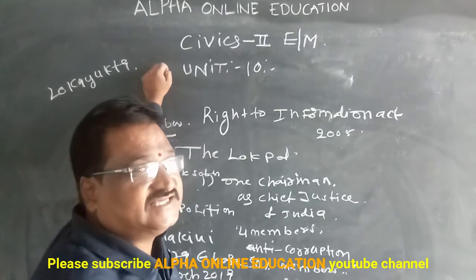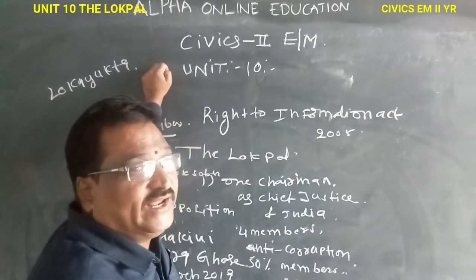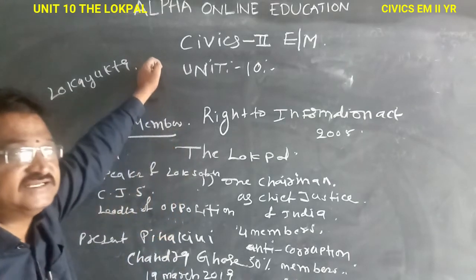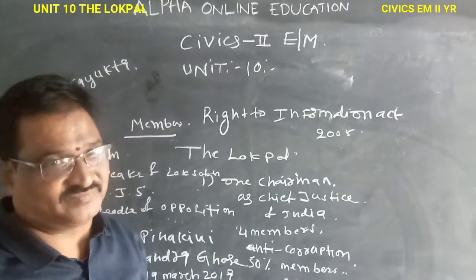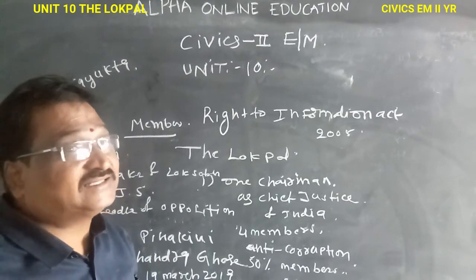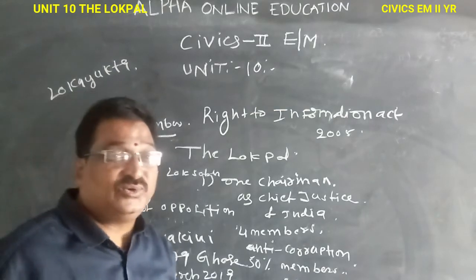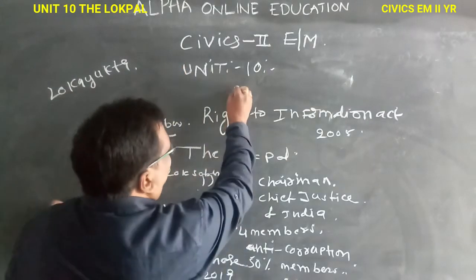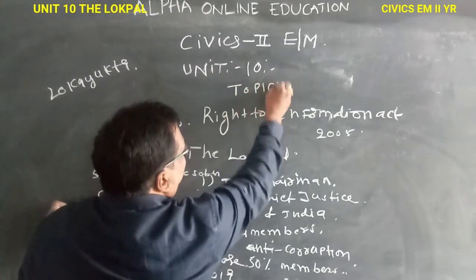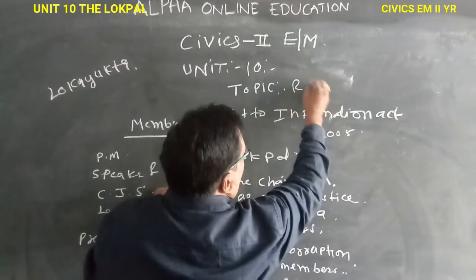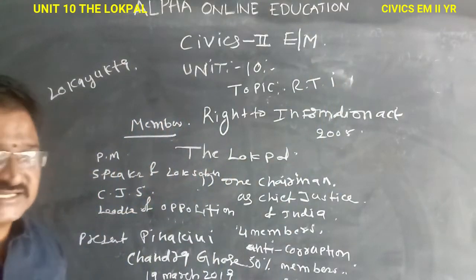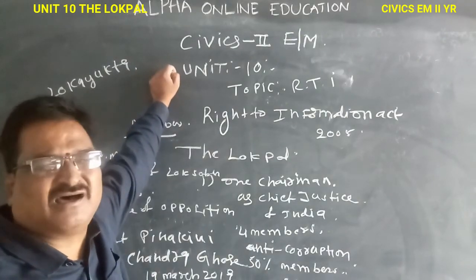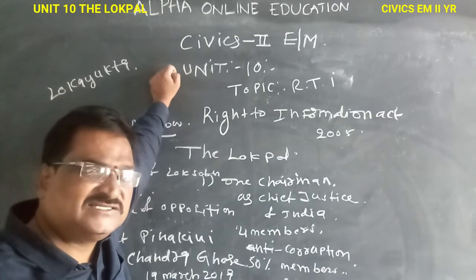It is Civics, Second Year, English Medium, Unit 10. There are 11 units on our side, and this is unit number 10. The name of this unit is e-governance. In this e-governance side, you know about Mee Seva. Now the system of ours is an electronic system.